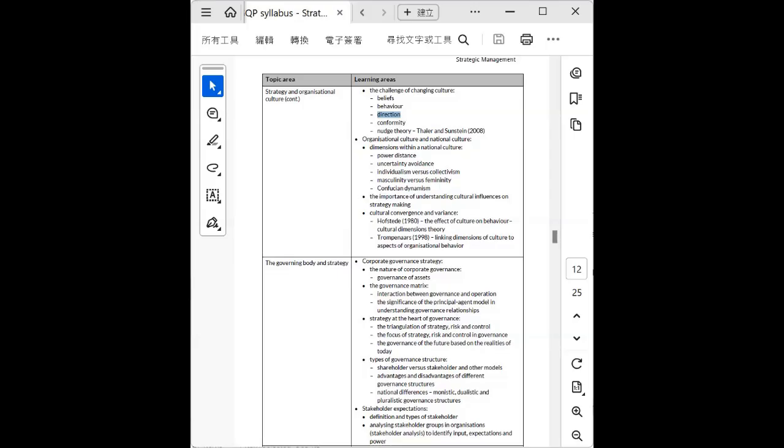And conformity basically refers to the pressure to align with the group norms and expectations. So it can be a major barrier to cultural change because individuals may fear standing out or being judged for adopting new behaviors. So, for example, a law firm has a very traditional or conservative dress code and a very formal communication style. If younger employees try to introduce casual Fridays or some collaborative tools, they may face very subtle pushback or exclusion.